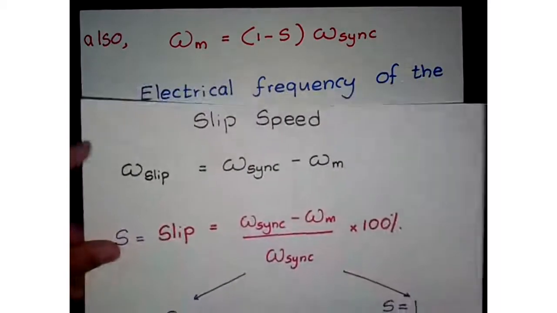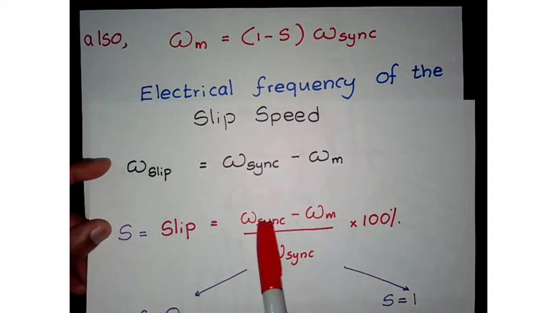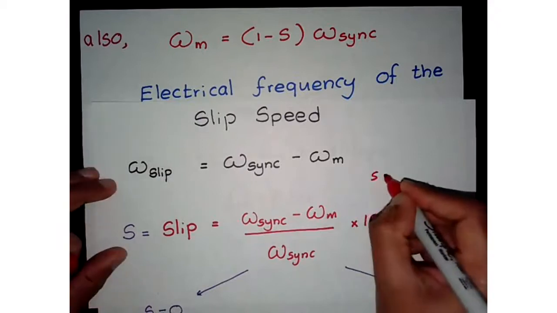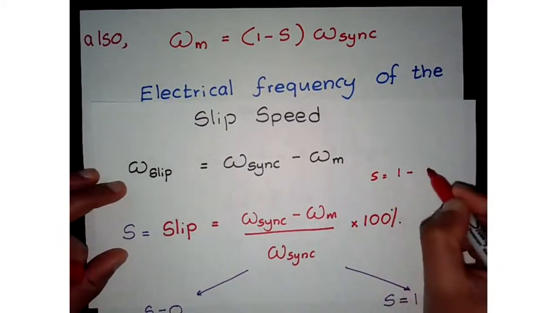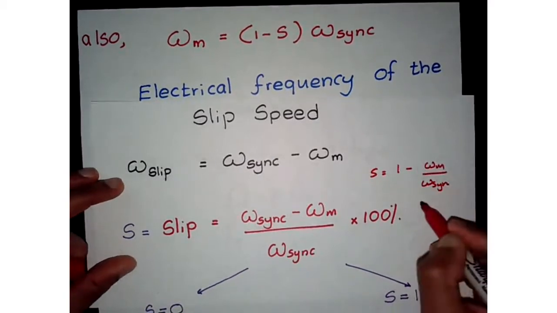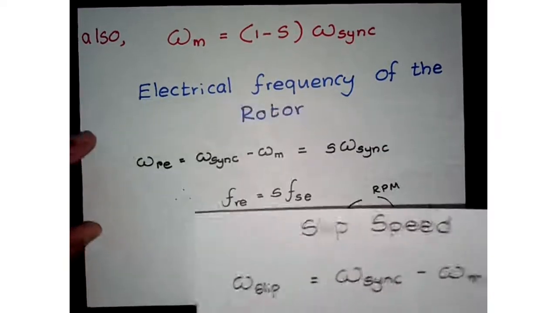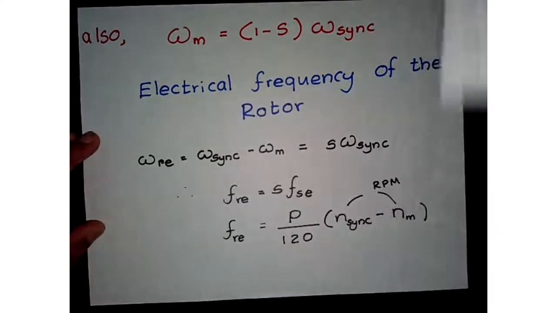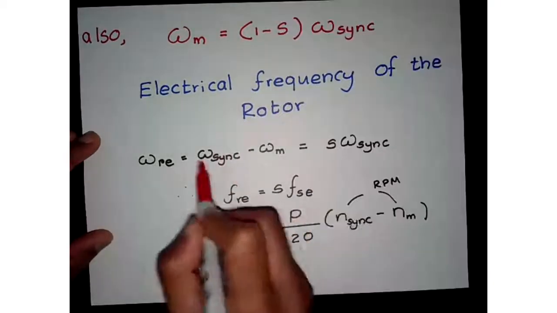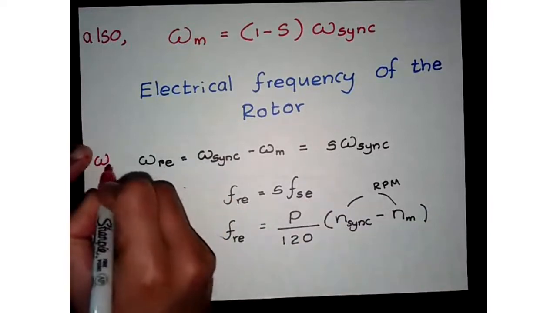Let's make sure we got this right. Slip is equal to 1 minus omega m over omega synchronous. Therefore, you can say omega m is equal to 1 minus s times omega sync. And this is just for the overall slip frequency of the rotor, so we can say omega slip.